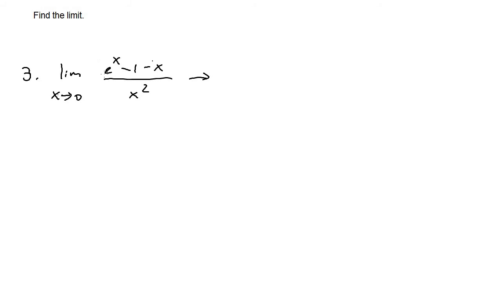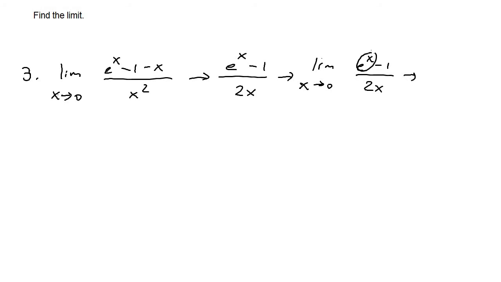So now we take the derivative of the numerator. The derivative of e to the x is e to the x. The derivative of negative 1 is 0, and the derivative of negative x is negative 1. Over the derivative of x squared, which is 2x. So now if I rewrite the limit as x approaches 0 of e to the x minus 1 over 2x. If I use direct substitution here, we get e to the 0, which is 1.